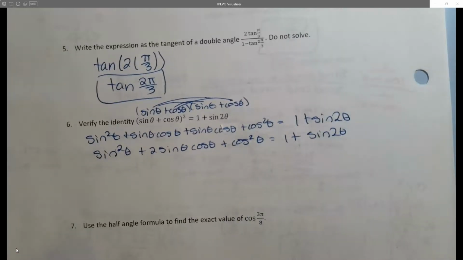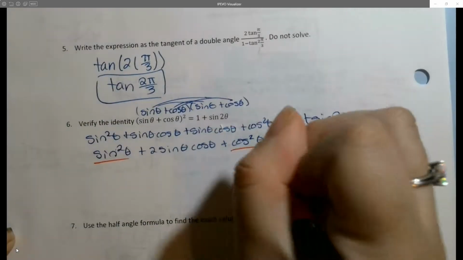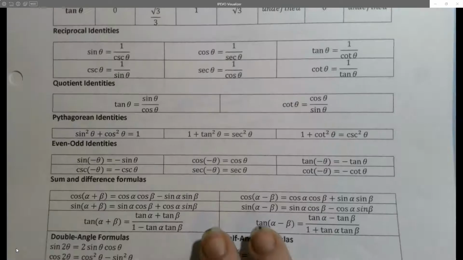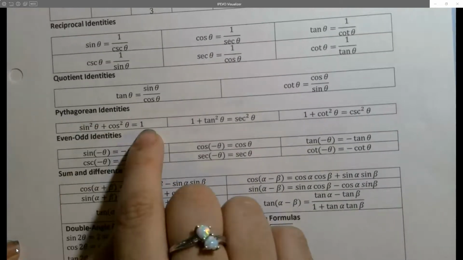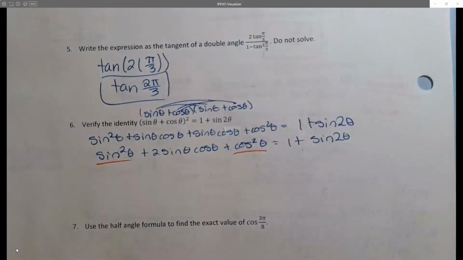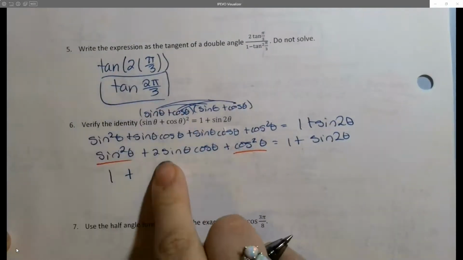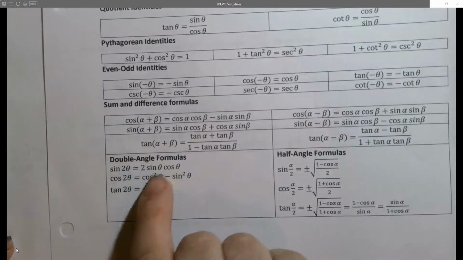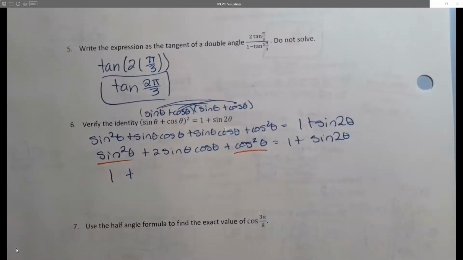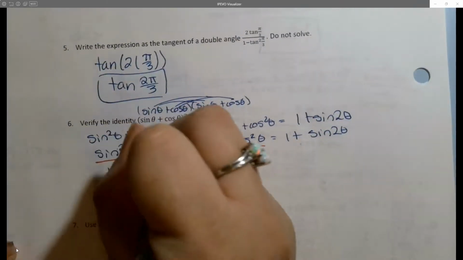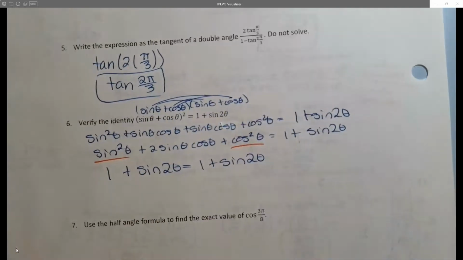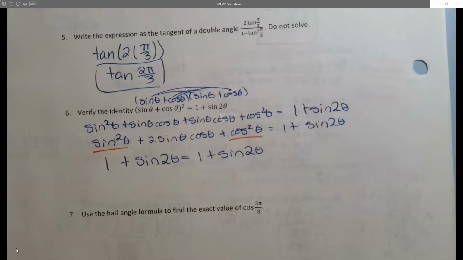Then I could rearrange my terms. So if I think about this, I have sine squared theta and cosine squared theta being added together. Remember, if I looked at my reference sheet, my Pythagorean identities, sine squared plus cosine squared equals 1. So those together are going to give me 1. And then I have 2 sine theta cosine theta. If I look, that is my double angle for sine. So I can replace that with sine 2 theta. And it equals my right side of the equation, so I am good.